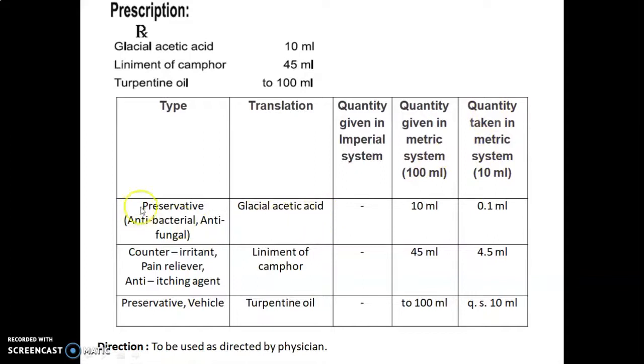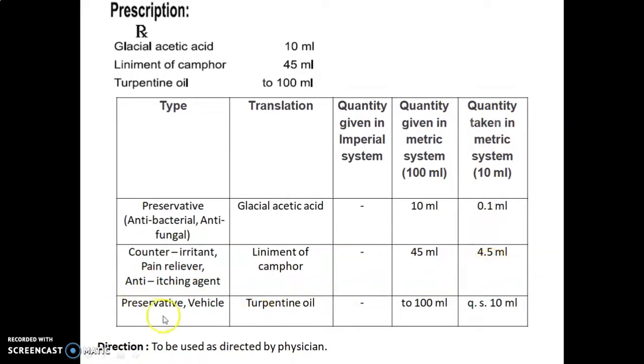Glacial acetic acid is used as a preservative, that is, as an antibacterial or antifungal. Quantity given in the metric system is 10 ml, and quantity taken in the metric system to prepare up to 10 ml is 1 ml. Then liniment of camphor is used as a counter irritant, pain reliever, and anti-itching agent. Quantity given in the metric system is 45 ml, and quantity taken in the metric system is 4.5 ml.